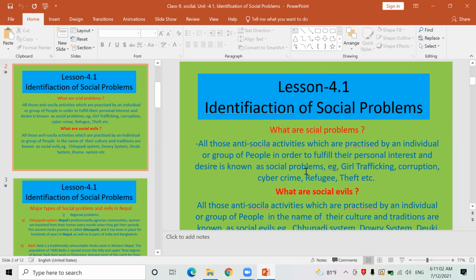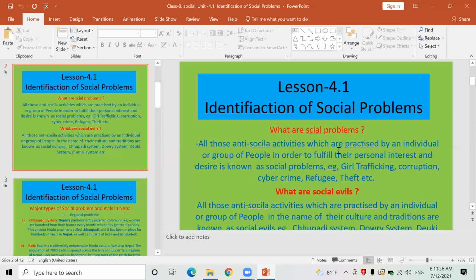And already I have told you that it is a familiar lesson for you. Therefore, I think you feel easier while listening to me about social problem and evil and so on. Okay, first of all, let's talk about social problem and social evil. What is social problem? What is social evil? You have been reading since your childhood, since your junior classes. Although I have brought here a definition of this too.